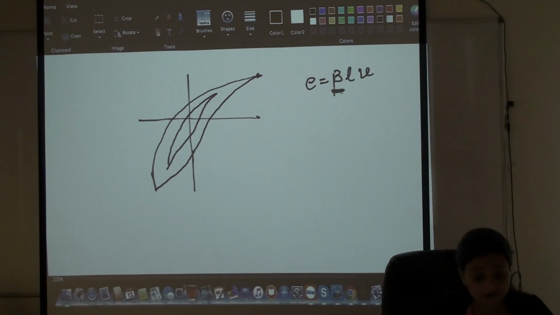B is how strong the field is, L how long the conductor is, and V the velocity in which electrons are moving. These three factors affect how much EMF will be generated.